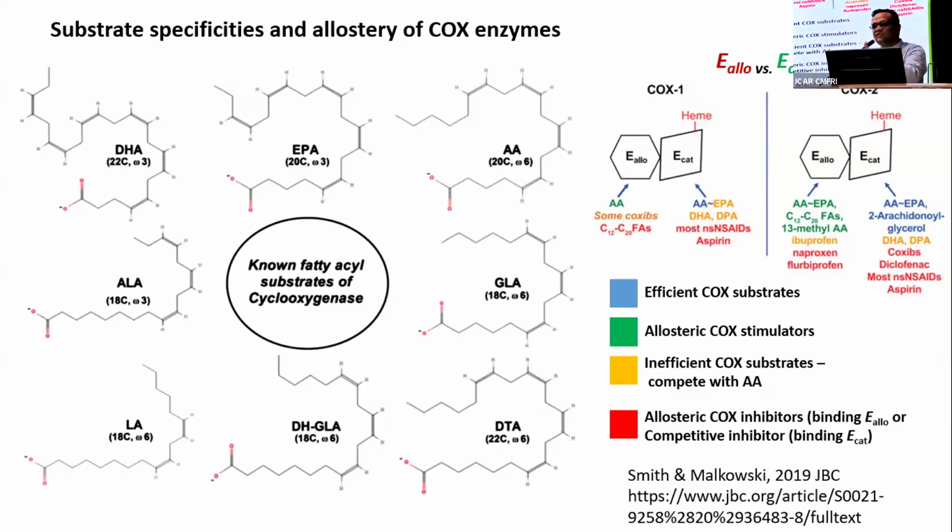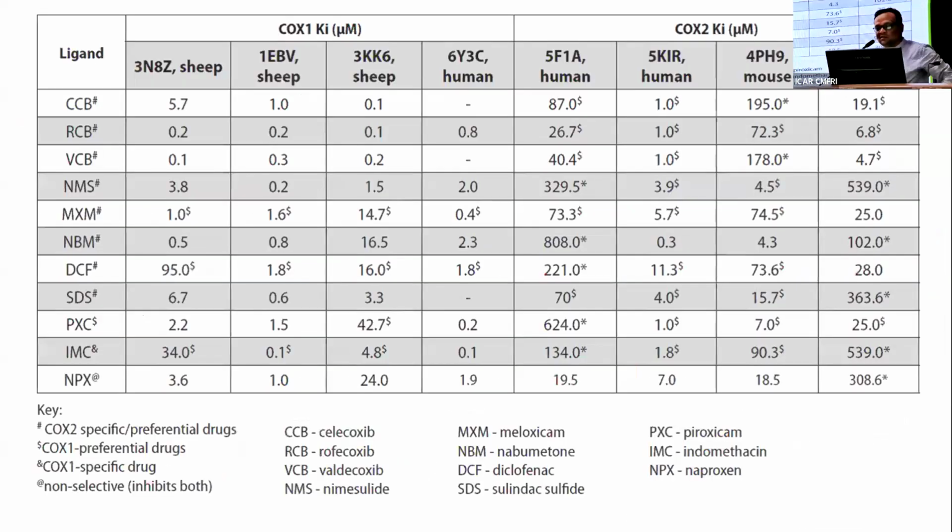Different substrates have different substrate binding and preference for both cyclooxygenase 1 and 2. You can see according to the color code, there are efficient cyclooxygenase substrates, allosteric stimulators, inefficient COX substrates which are competing with arachidonic acid, and allosteric inhibitors. All this looks like a very elaborate story rather than being grounded in simple explanations.